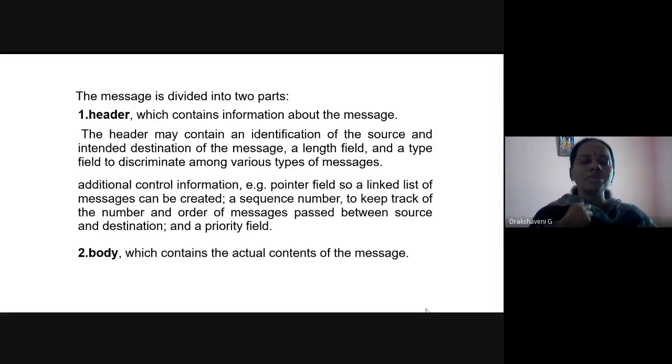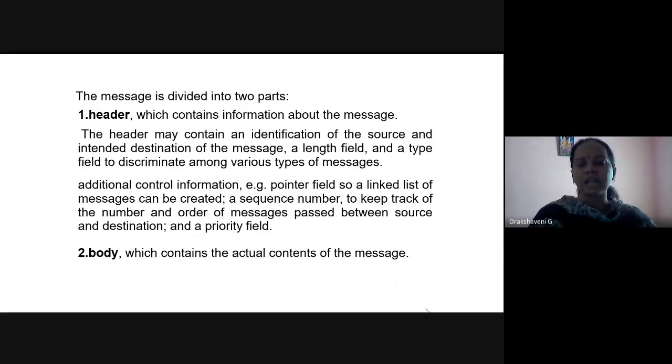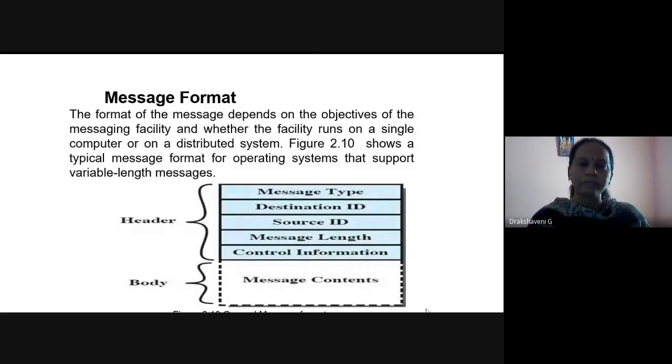And in the same way, suppose there is some message which is very important, then I should set a priority field. That's why a priority field is also required. All these are present in the control information. What is the message content we have? Whatever you type will be present in the body, which contains the actual content of the message. So what you want to type will be present in the body. So that's about the message format.